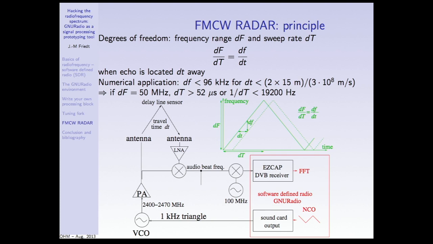Even though you're measuring high bandwidth signal, I should emphasize this VCO here is a 2.4 gigahertz VCO. So this is allowed. You're allowed to emit on the 2.4 gigahertz. That's Wi-Fi, Bluetooth, all these digital modes. So this is a 2.4 gigahertz signal. But after this mixing step, you only get audio frequency beat signal. And this is really easy for you to sample using your sound card or one of these digital video broadcast receivers and process the data with GNURadio.